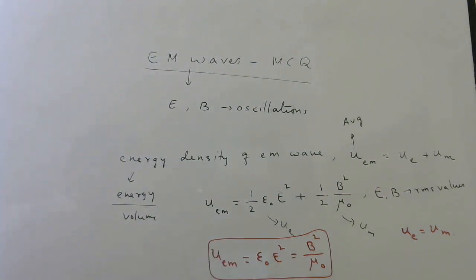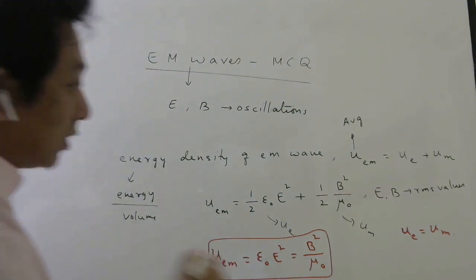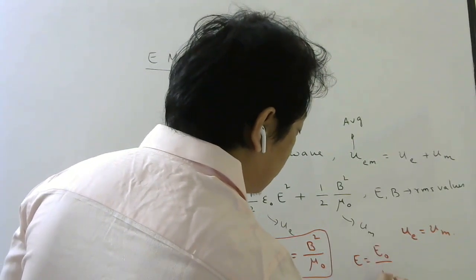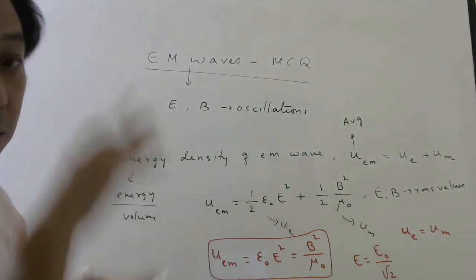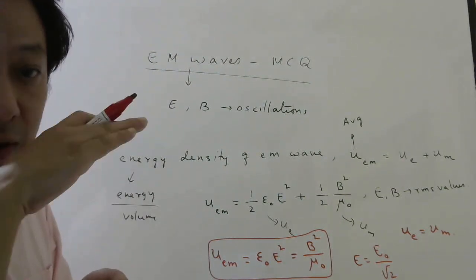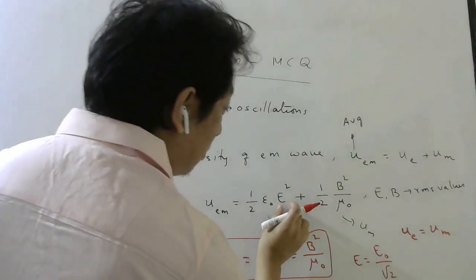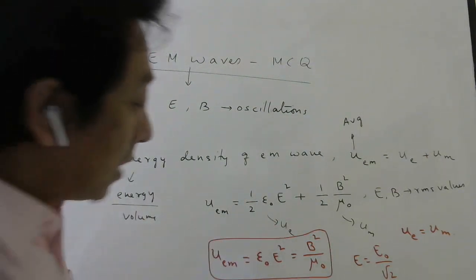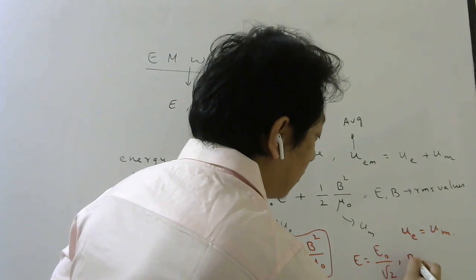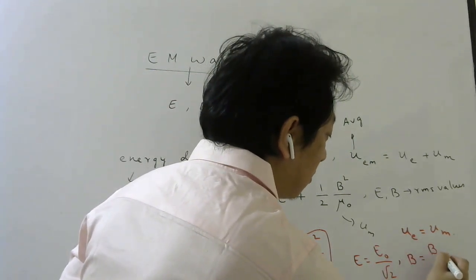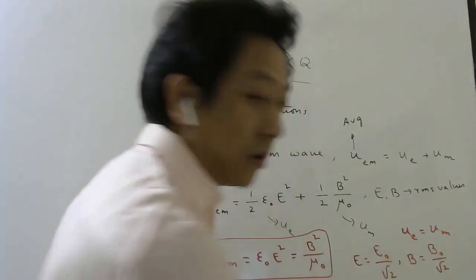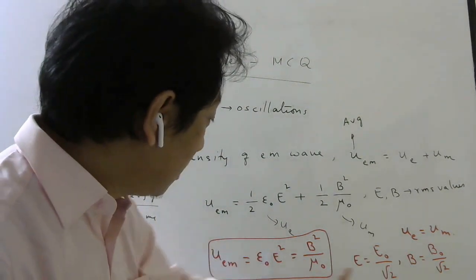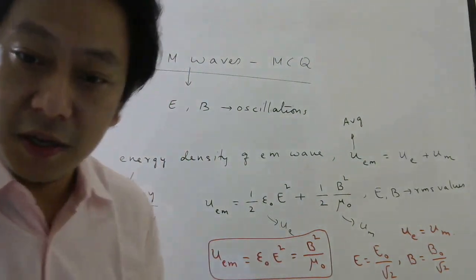We can also write this in terms of peak values. How to write in terms of peak values? E, I have to write E naught by root 2, because E and B are oscillating, so they will have some peak value, and whenever we write the values of any oscillating quantity, it always represents the RMS values. And we can write the magnetic field RMS value as B naught by root 2. So if you want to write this formula in terms of E naught, just substitute this E here. Okay students, so keep this in mind.